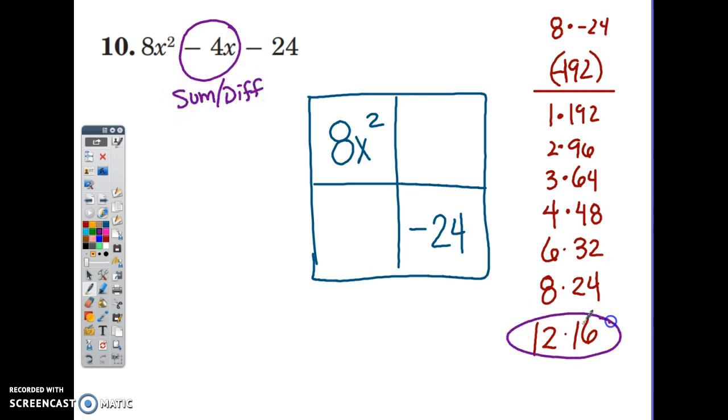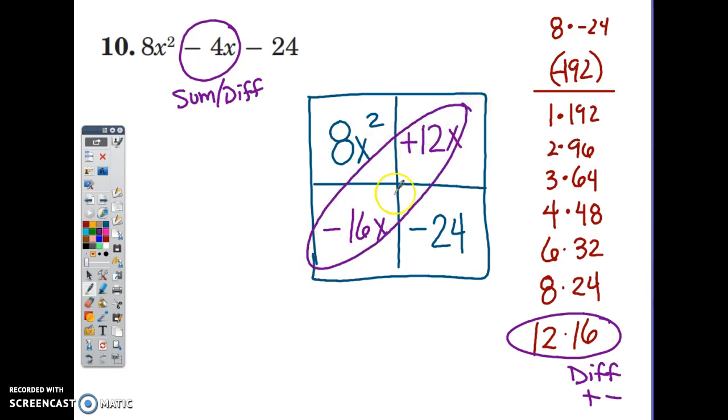Okay, this one, 12 and 16, and it gives you a difference, right? Because you subtract them. That means one of them is going to be positive, one of them is going to be negative. I'm going to put them right here, 12x, 16x. And I'm going to look at this sign up here. That's a negative. That means the biggest number has to have the negative. That'll be the 16. And the 12 is going to have plus. When you add these two, it gives you negative 4. Okay. So then on the outside, I have x times x.